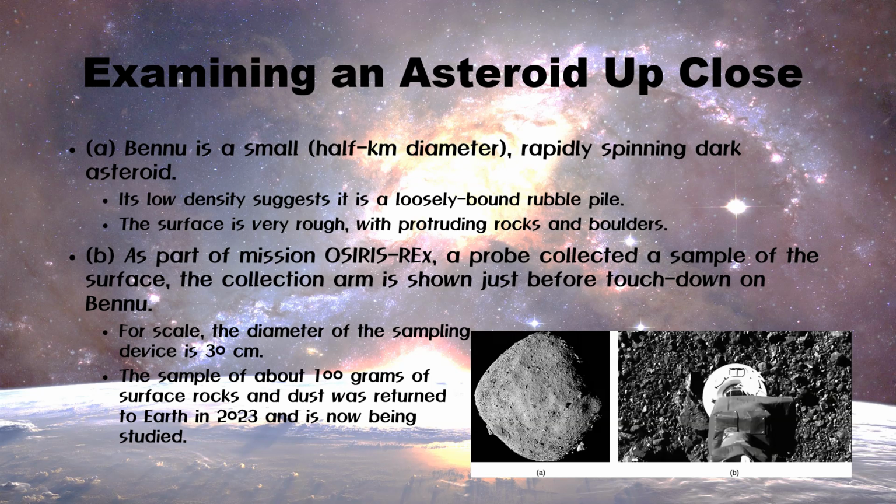As part of the mission OSIRIS-REx, a probe collected a sample of the surface, and the collection arm is shown here in image B, just before touchdown on Bennu. Just for scale, the diameter of the sampling device is 30 centimeters. So think of it as about the size of a ruler. That's about how big that sampling arm was. The sample of about 100 grams of surface rocks and dust was then returned to Earth in 2023 and is now being studied as they look at the different makeup of the particles that existed on Bennu.